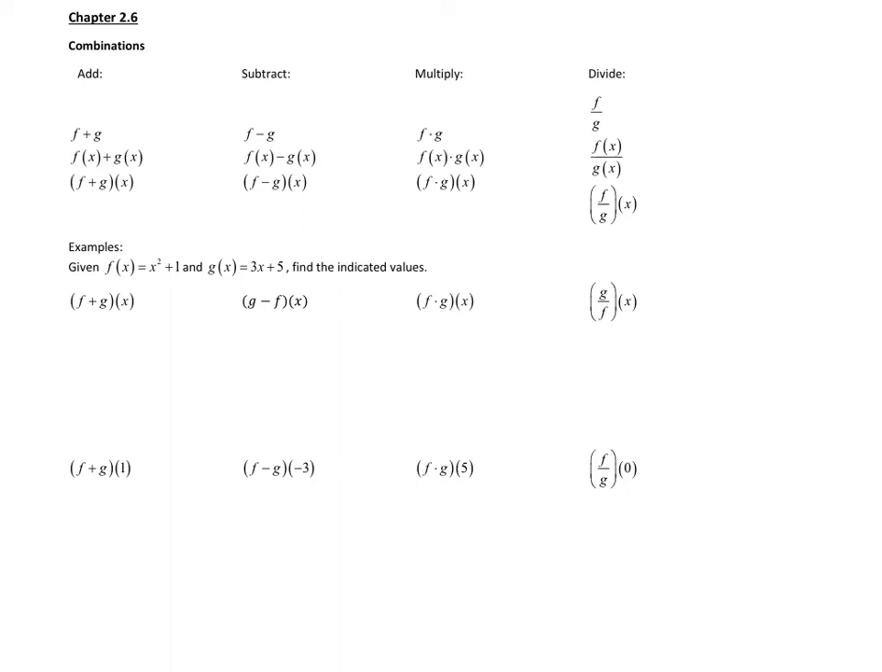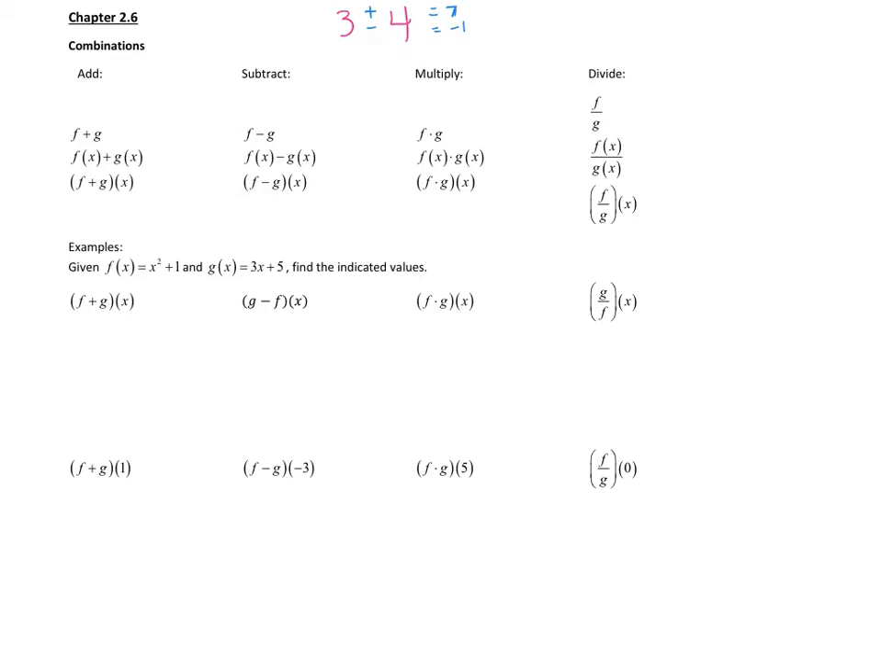Function combinations are really easy to understand if you think about just regular numbers that you've known since kindergarten. So let's take the numbers, for example, 3 and 4. Think about all the things that I could do with 3 and 4. Well, one thing that I could definitely do would be to add those together. That would give me 7.